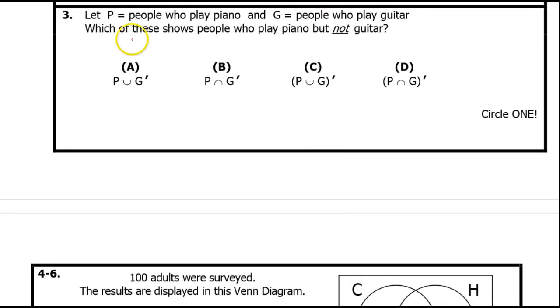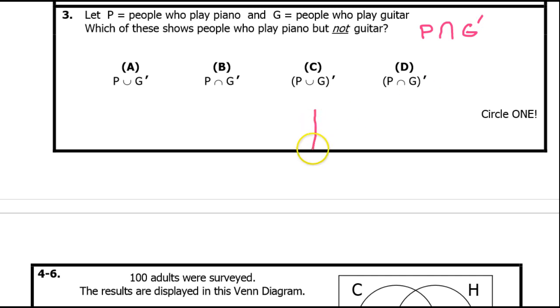Alright, problem number 3. Let P equal the event people who play piano, and G is people who play guitar. Which of these shows people who play piano but not guitar? Alright, so we want people who play piano, but they do not play guitar. This is what we want.